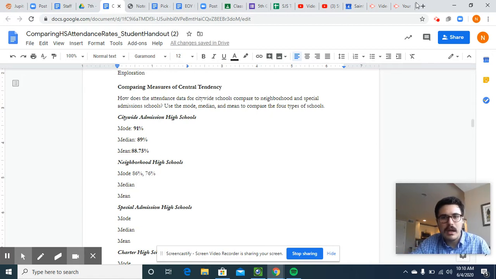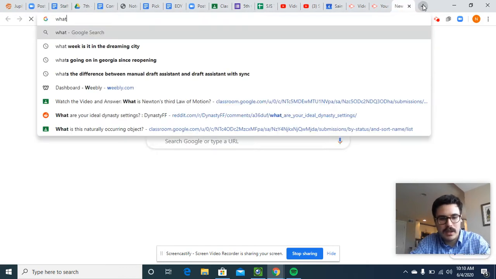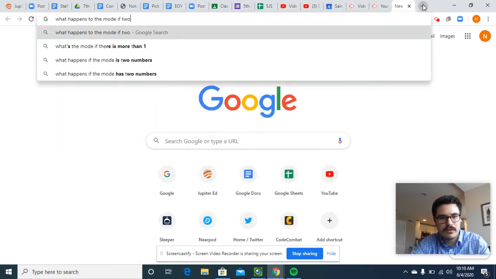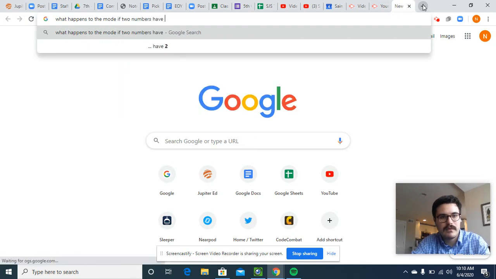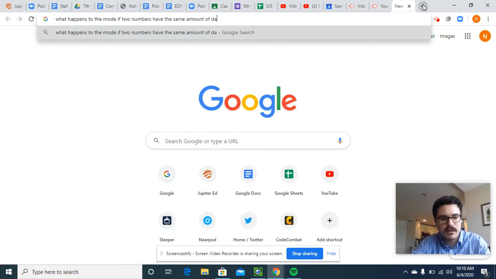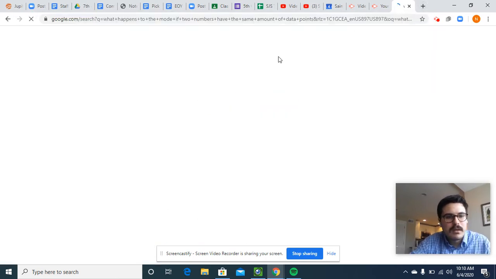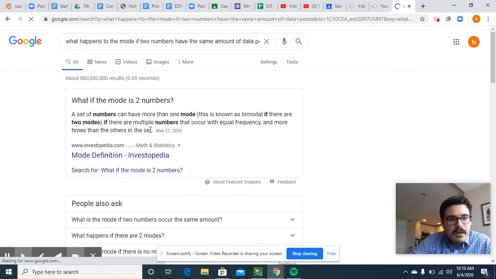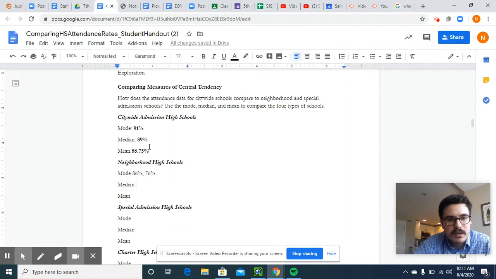I'm actually just going to Google this: what happens to the mode if two numbers have the same amount of data points? A set of numbers can have more than one mode. That is bimodal, so there are two modes, if multiple values occur with equal frequency and more times than the others in the set. That is the case here, so we have two modes: 86% and 76%. We're going to keep both of them.